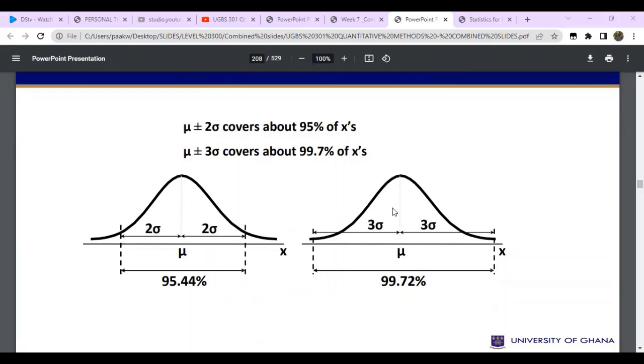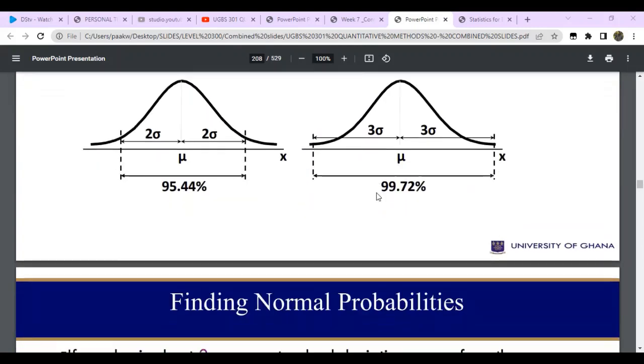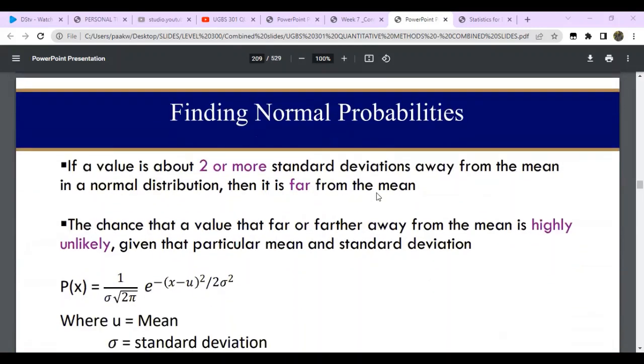95.44%. So when you move the standard deviation 3 times far from the mean to the left or to the right, the area that is covered under such a curve is what? 99.72%. Do you get it? So this one too is a base answer, and they are saying they've proven that one as well. Okay.